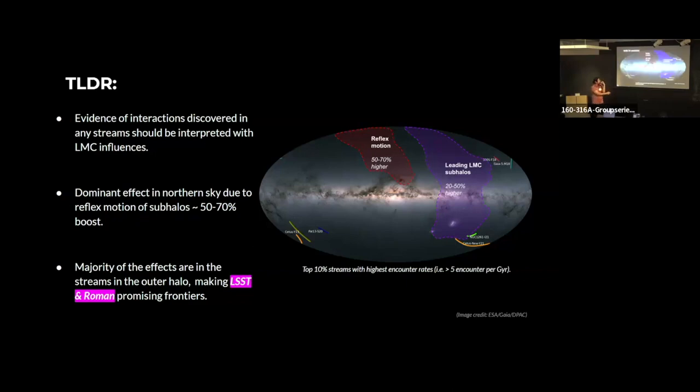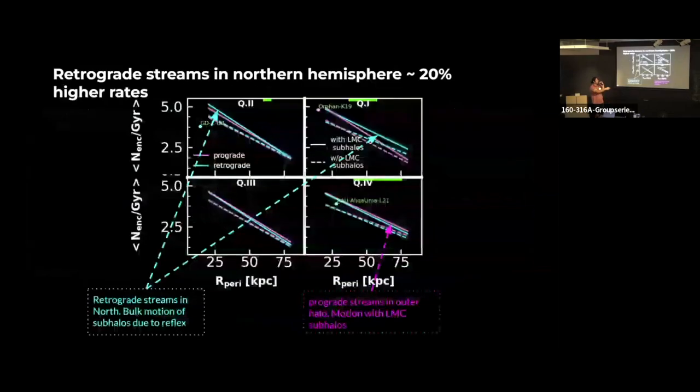You have some time. Right, so we also looked at how the encounter rates would change depending on the stream's own motion. The TLDR of this plot is that in the northern part of the sky, streams that are in retrograde motion actually have a higher chance of interacting with subhalos, because they are aligned with the bulk motion. While for the streams that are closer to the LMC, the prograde streams have a higher chance of interacting, obviously because they're close to the LMC.